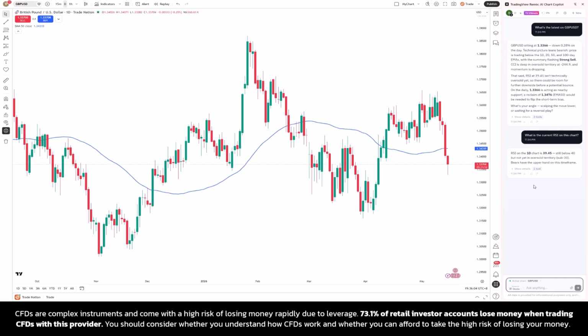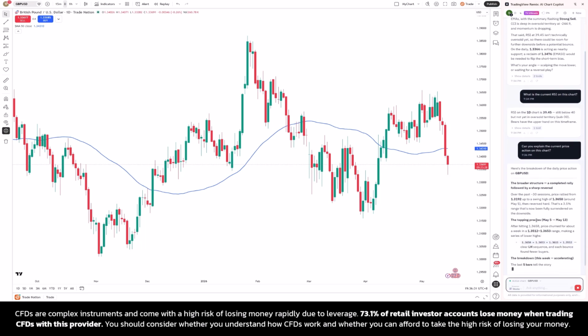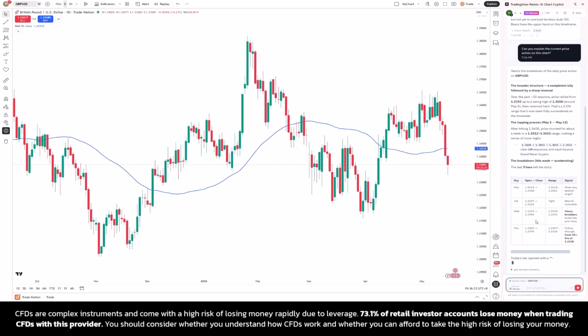That distinction is important. The Copilot should not be treated as a trading signal or a replacement for your own process. It can summarize chart information quickly, but the output still needs to be checked against the time frame, market structure, recent price action, and your own risk rules. A useful way to think about it is as a research assistant, not as a decision maker.